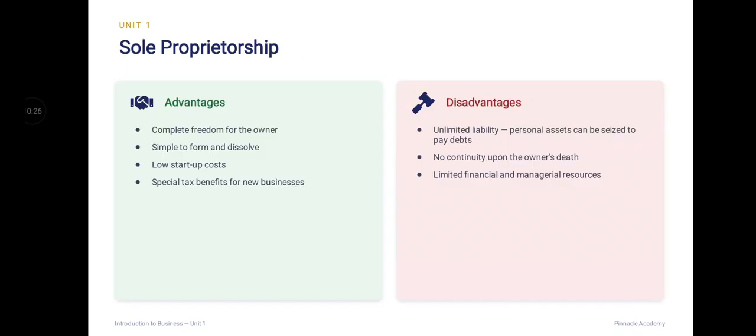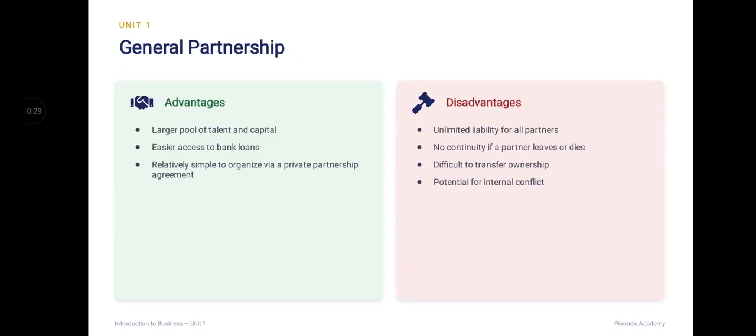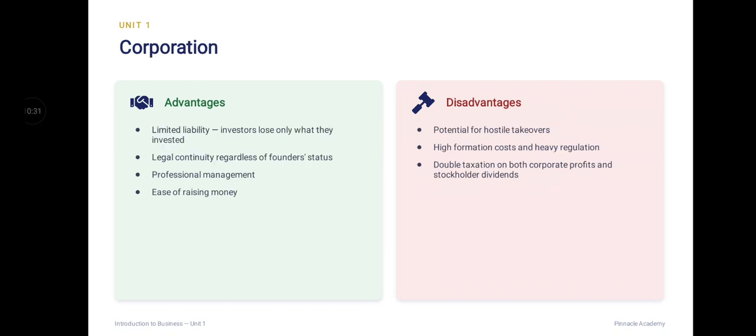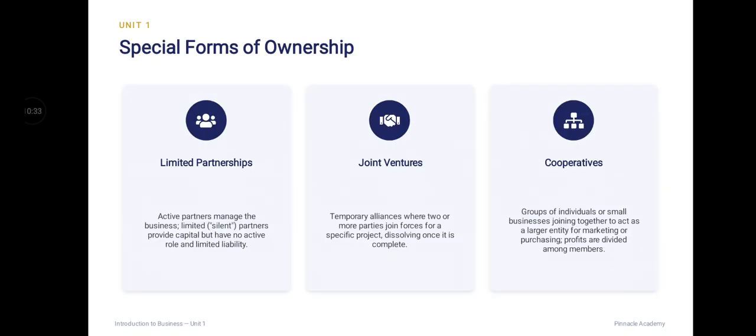Aside from these three forms, there are also some other special forms of businesses that we can look at. Let us look at these special forms of businesses. We'll begin with a limited partnership. Limited partnerships have active partners who run the business on a daily basis, and they have the limited or silent partners who provide capital but take no active role and have limited liability.